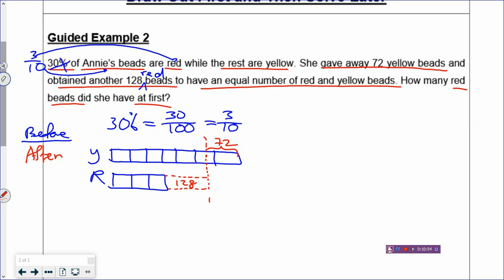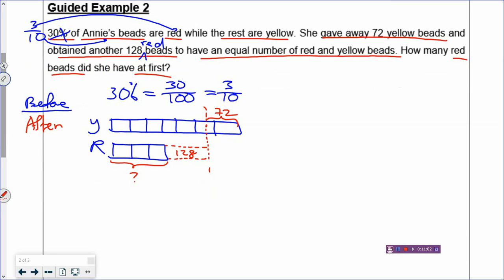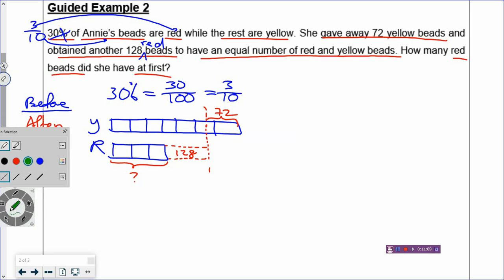So how many red beads did she have at first? Your question mark will be to find this, and your model is done. Okay, a very simple model that combines the before and the after together. Alright, so how do we continue with the model? How do we use the model to solve?